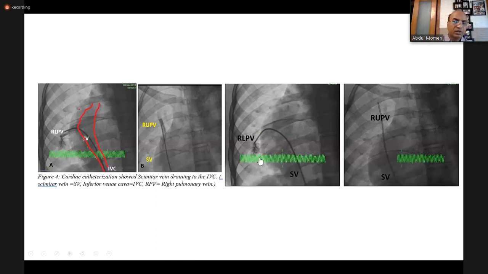This is Scimitar syndrome, the Scimitar vein draining into the IVC. So this is the Scimitar cardiac shadow of a very vertical vein. So this is very important.